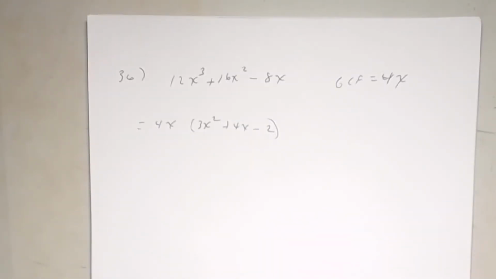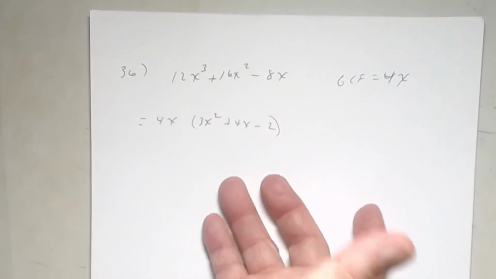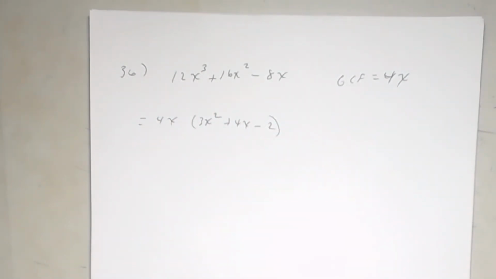So you factored this thing. All right. So remember, factor means to write as a product. And I did. I wrote a product. It's the GCF times this polynomial.